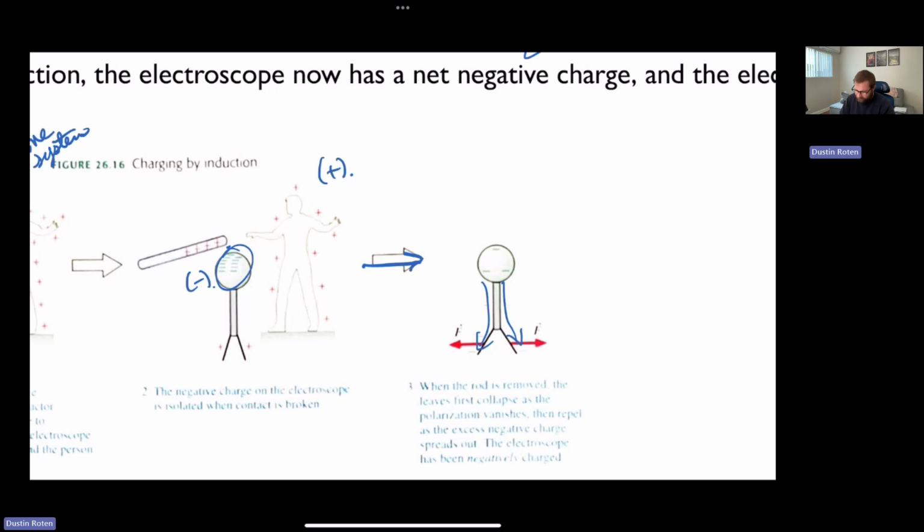Now, if these two leaves on the electroscope are both negatively charged, they're going to want to separate. So you'll actually see these leaves start to move apart if you do this on a real electroscope. And that's why we have two force vectors, because these charges are actually providing a force to push these things away.